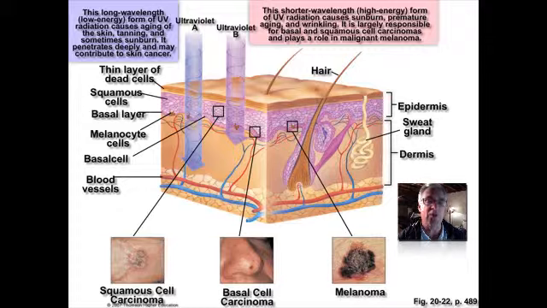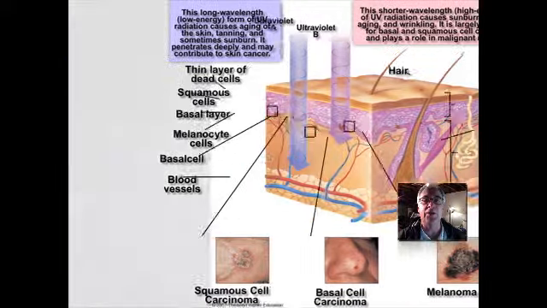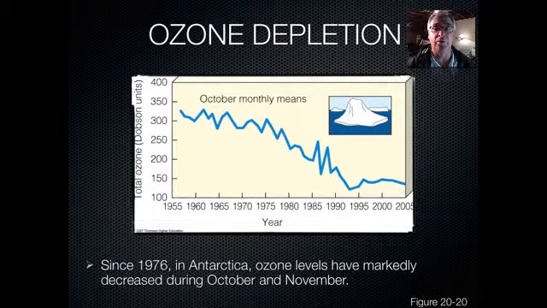The squamous cells are usually the ones just below our dead skin, and then a little bit deeper in are the basal cells. So it's definitely having an impact. But also from an ecological point of view, ozone depletion also means that, in this particular case, we began to see ozone levels drop dramatically since 1976.